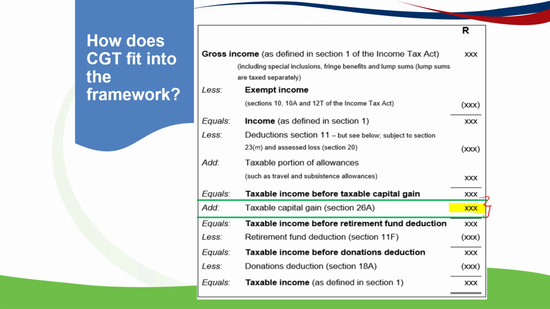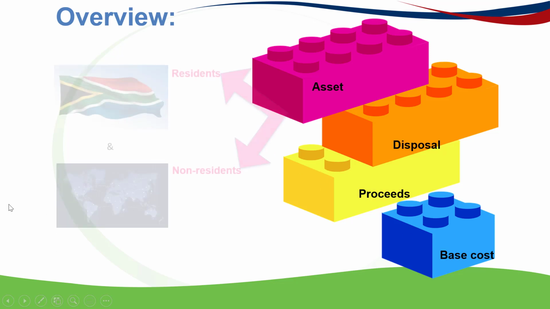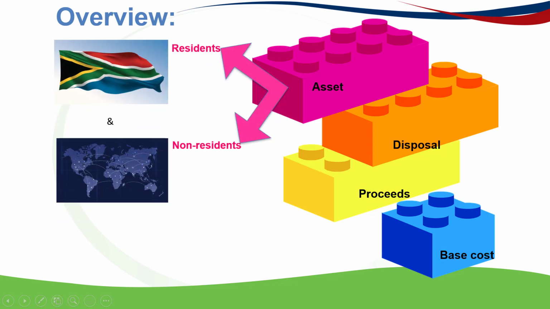Right. Please take note of the terminology used in this video, as terminology for the capital gains tax topic is very important. Now, let us look at the overview of capital gains tax. There are 4 building blocks for capital gains tax, which are an asset, a disposal, proceeds, and the base cost. If any of these building blocks are not present, then the capital gains tax rules are not applicable.